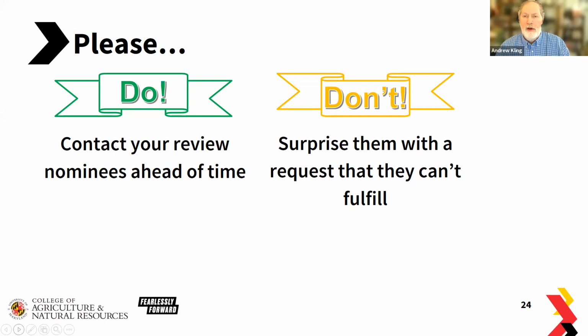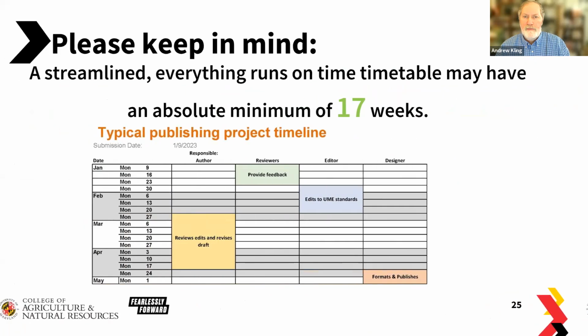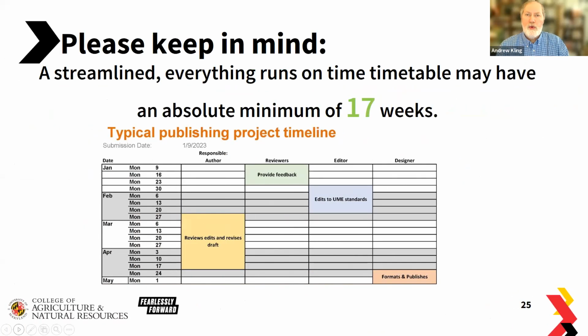Don't surprise them with a request that they can't fulfill. Because all of this works on a timeline, on a continuum, a minimum, absolute minimum of 17 weeks. If you're submitting in the beginning of January, you may not get it published until May. That's if everything goes as planned and everybody hits their deadlines. As I said, we give them 21 days to give their reviews.